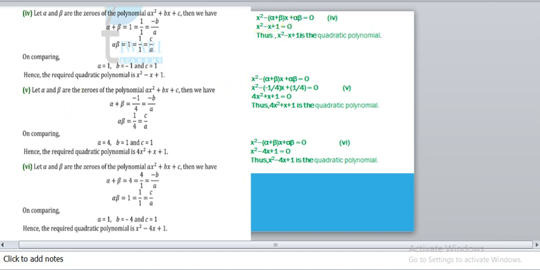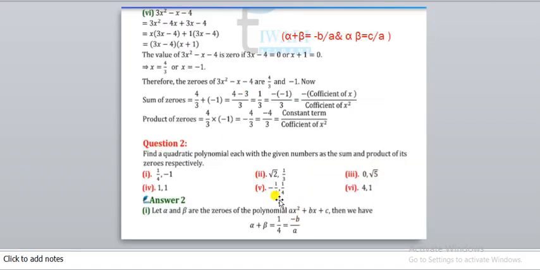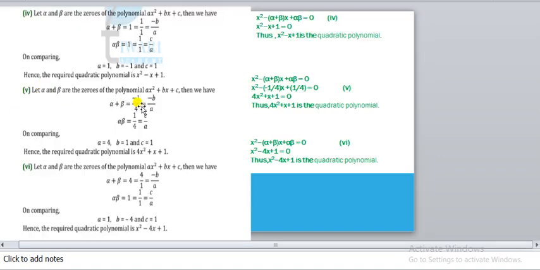Now question number 5. In question number 5, what is given to you? The sum of the zeros is minus 1 upon 4. The product of the zeros is 1 upon 4. So we will see now the next question, number 5. Alpha plus beta is minus 1 upon 4, alpha into beta is 1 upon 4. So comparing, we will get a value 4, b value 1, and c value 1. Put in the equation, you will get the required equation.